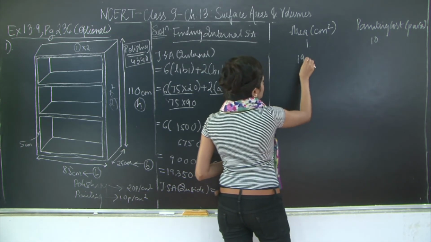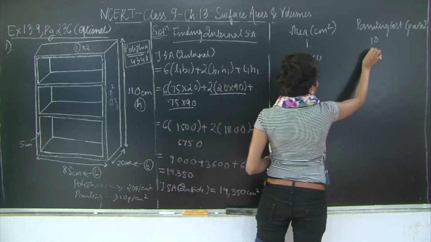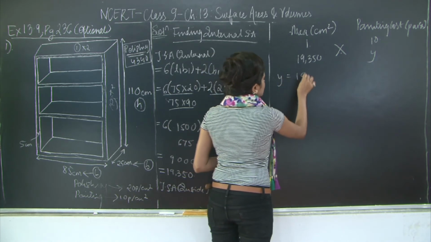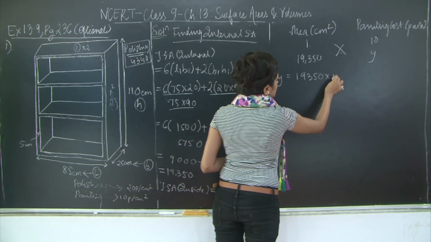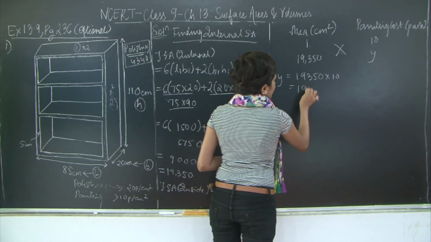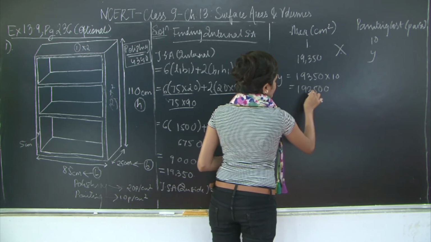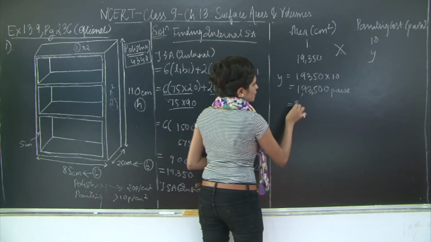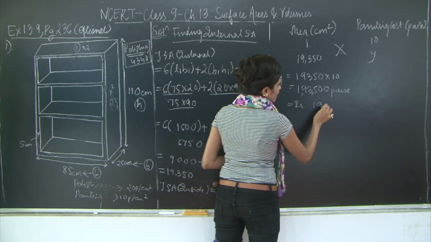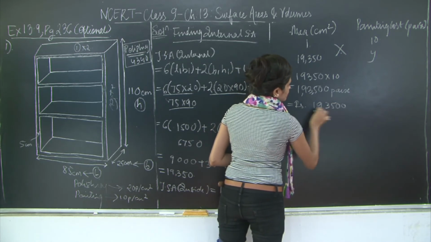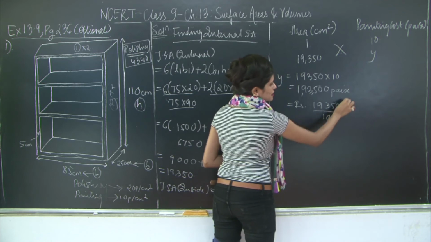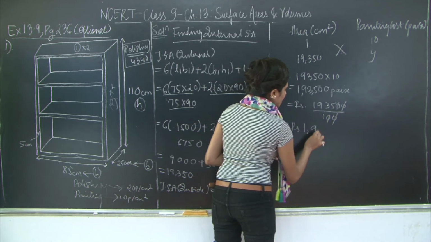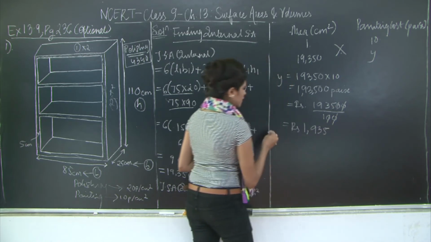Therefore, 19,350 centimeter square area would cost y. So y into 1 will be y is equal to 19,350 into 10, which is 1,93,500. Now this is paise. So in order to convert it to rupees, we divide it by 100. So cancel, cancel. What do you get? Rupees 1,935 is the painting cost.